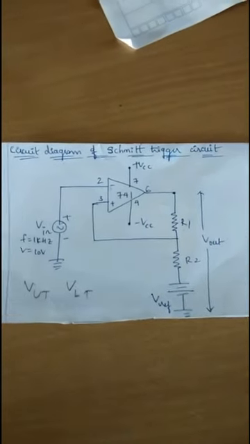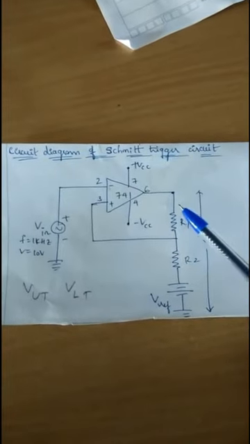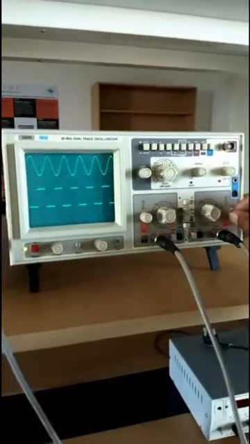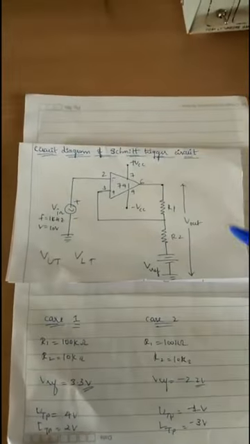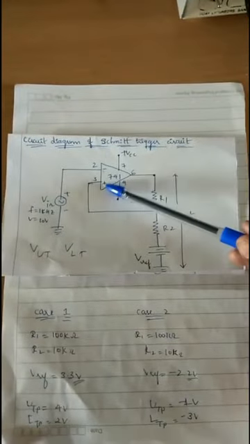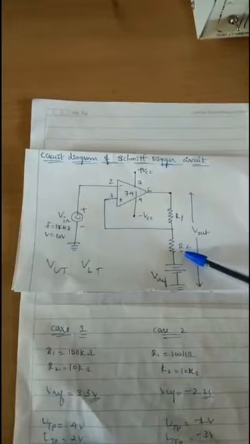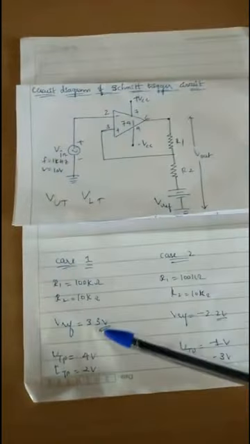The output is taken from pin number 6. As you all know, the output is always seen on the CRO. So this is the CRO. Now pin number 3 is connected between R1 and R2. So what are the values of R1, R2 and V reference? We have already seen in the design part.